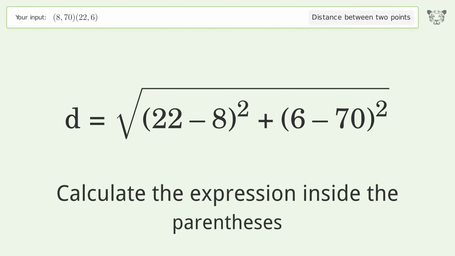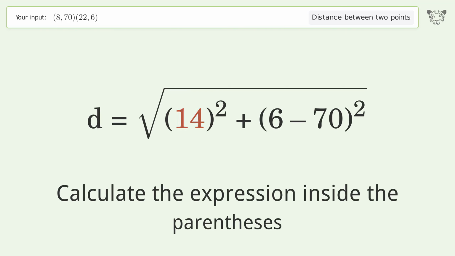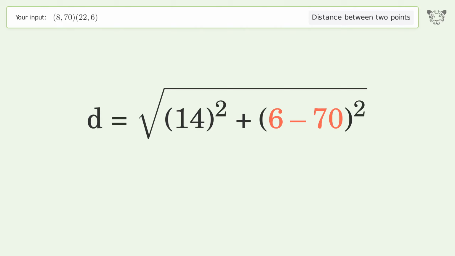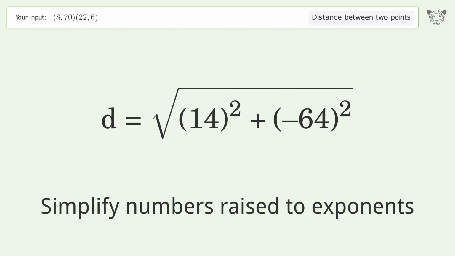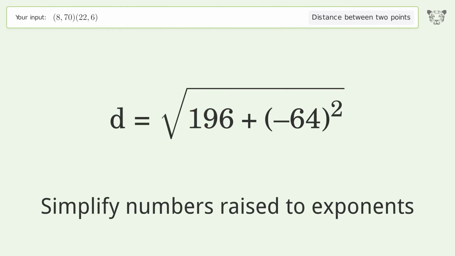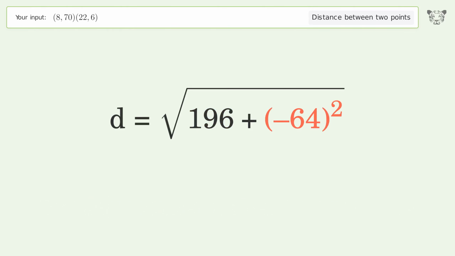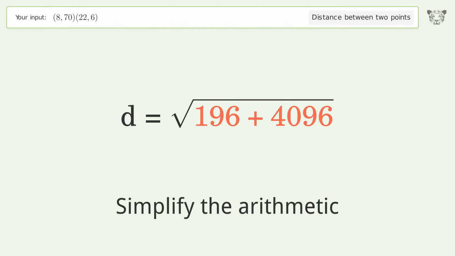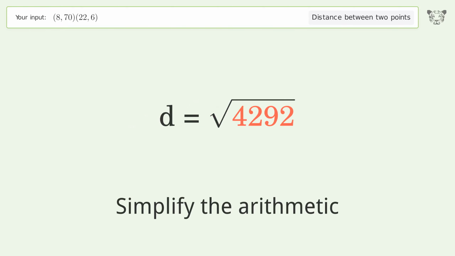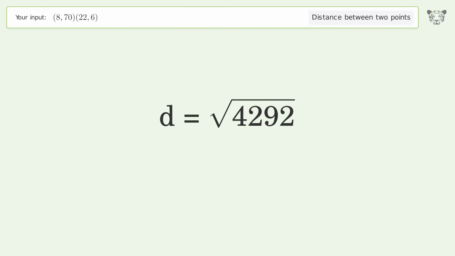Calculate the expression inside the parentheses. Simplify numbers raised to exponents. Simplify the arithmetic. And so the distance between the 2 points is the square root of 4,292, or 65.513.